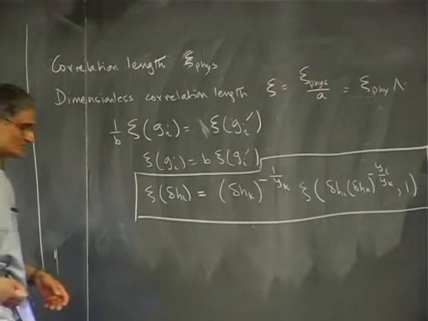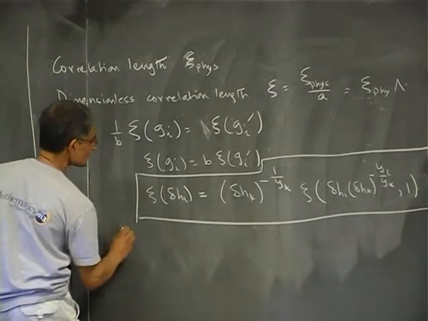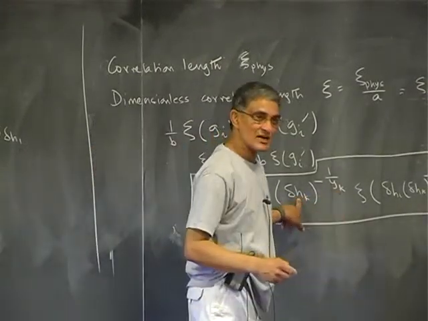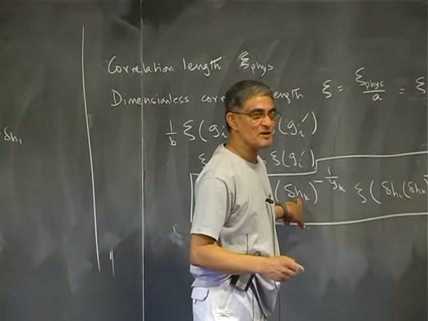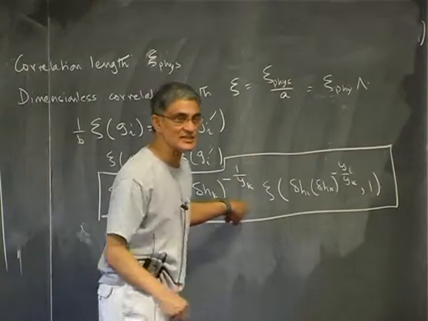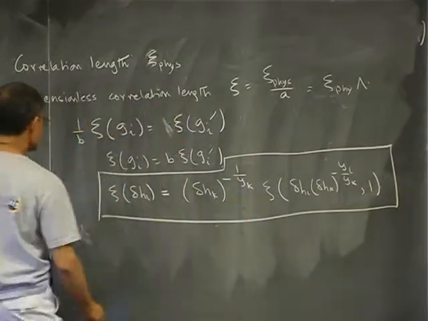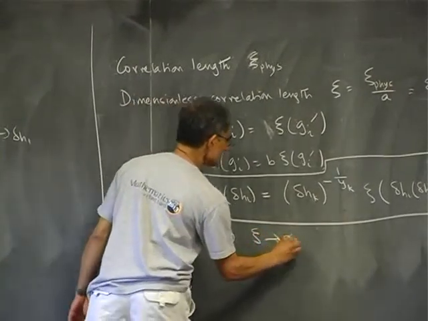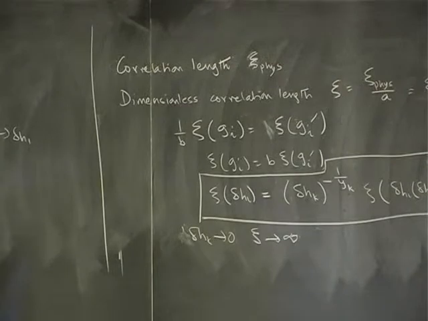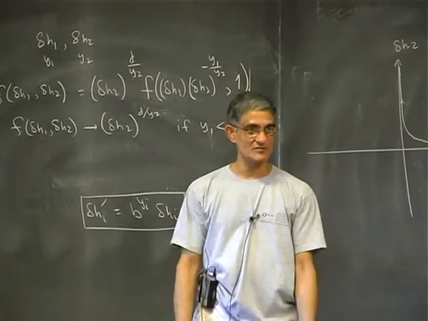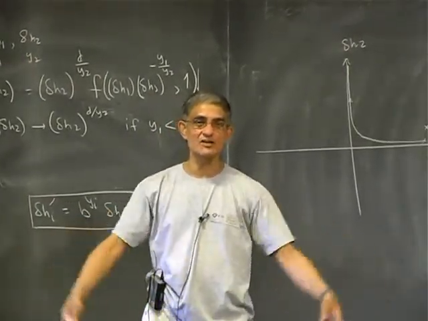What does this show? Since by definition the coupling labeled by k is a relevant coupling, that means y_k is positive, so this exponent is negative. Therefore, as delta h_k goes to 0, the dimensionless correlation length goes to infinity. This is what we call a critical theory, which has a correlation length so large that it has really long range correlation.